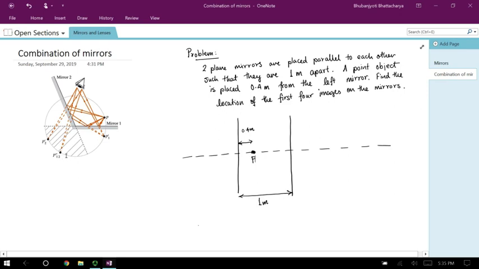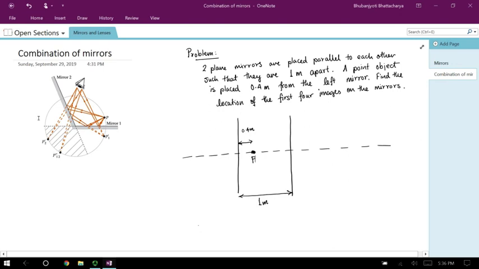On the other hand, notice that P2 prime is behind both mirror 1 and mirror 2. This shaded area over here is behind both those mirrors. Since P2 prime is a virtual object that is behind both mirrors, there's no way that it can form an image. So this process of forming images will just stop with this P12 prime. So there are a total of 3 images.